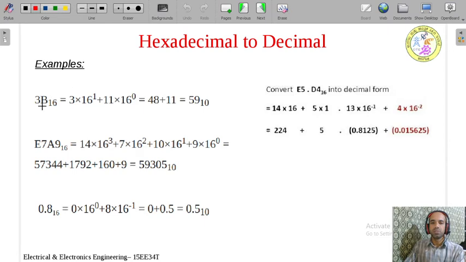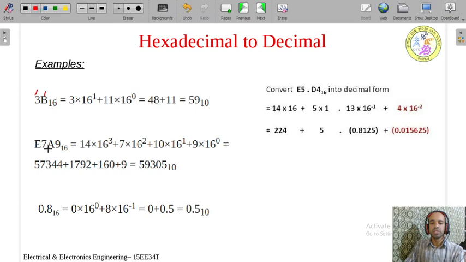Now 3B is given, so there is no fraction part here, only the integer part. Separate the digits first. Take B first. B is nothing but 11, multiply it by 16 power 0. Then 3 into 16 power 1, and then take the addition. This is equal to 48 plus 11, which is equal to 59 in decimal.